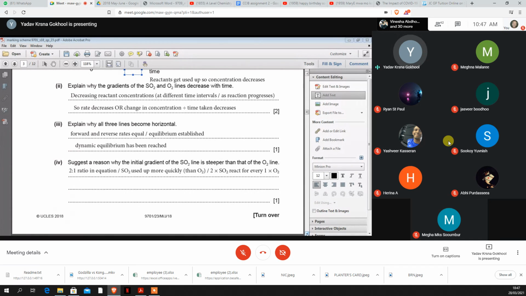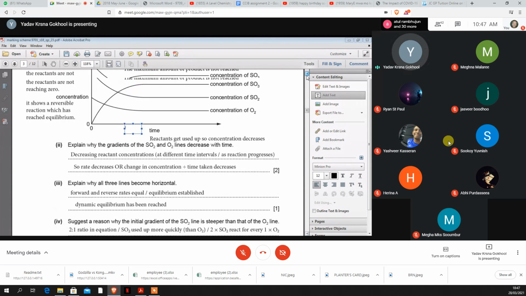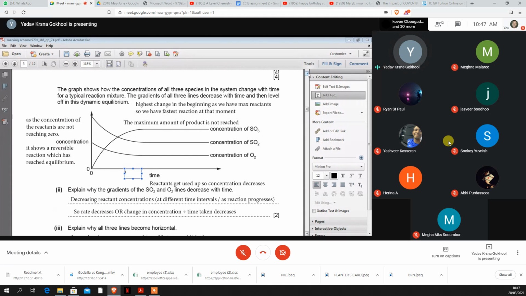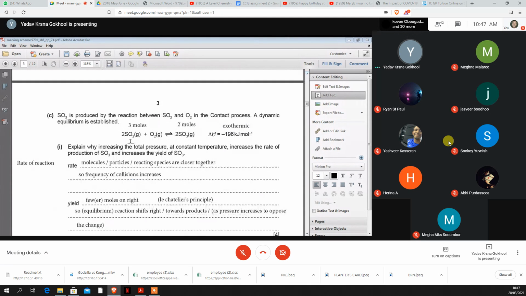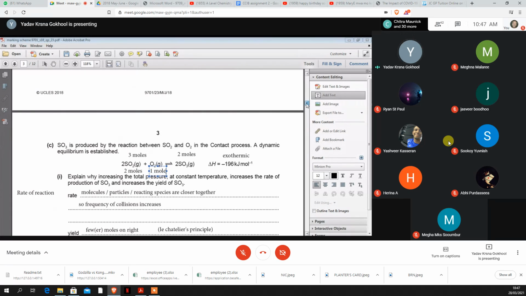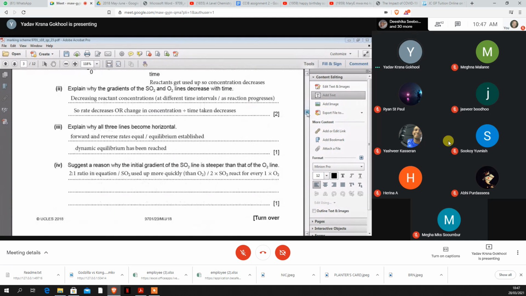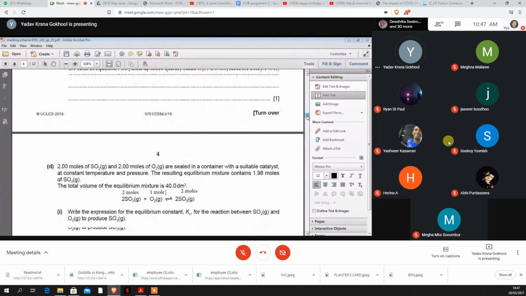Suggest a reason why the initial gradient of the SO2 line is steeper than that of the O2 line. So again, if you would have drawn the line, it would have been easier to find out. So just understand that over here from the reaction, we have 2 moles reacting with 1 mole. So at any speed it was going, we are going to use twice the amount of SO2 compared to that of O2. Okay, keep on moving.